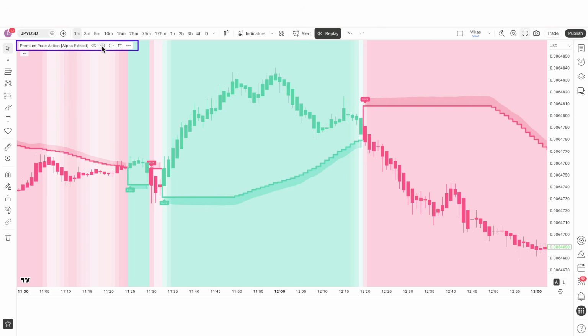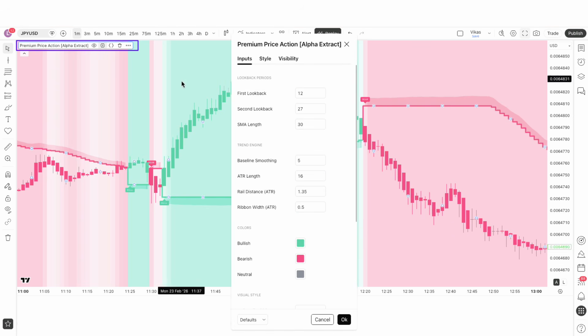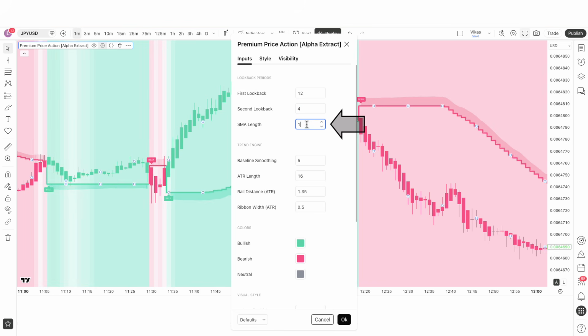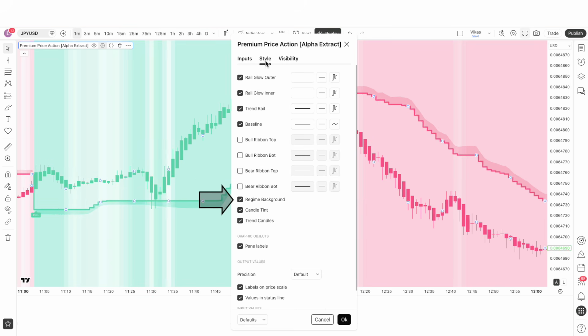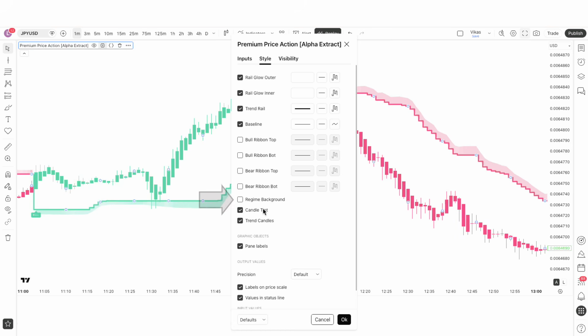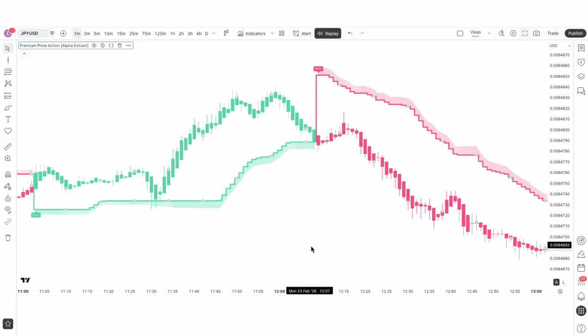Now change the indicator settings for perfect signals. First we change look back 27 to 4. After that, change SMA length 30 to 1. After that, change rail distance 1.35 to 2.75, and we have to keep these options hidden. Here everything is fine after that. Click OK. Now we'll add one more indicator to make this strategy more powerful.